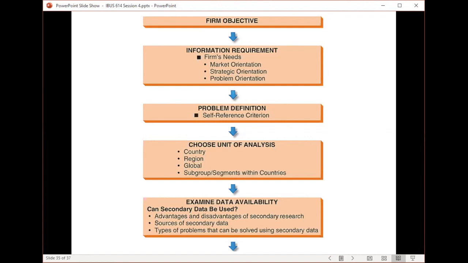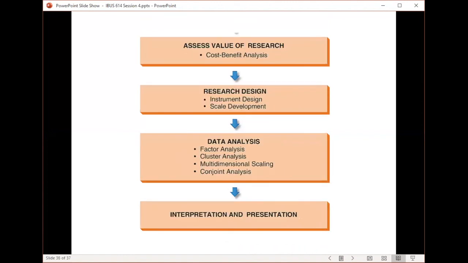And once you choose your unit of analysis, you can examine the data availability. Like we said, you need to check for secondary data before you embark on gathering primary data. So you weigh the pros and cons of obtaining secondary data, the sources that are available, and whether or not the information there is relevant to addressing the type of problem that you have. And on that basis, you can do a cost-benefit analysis to see if the secondary data is enough or you need to go further to do primary research to obtain primary data to buttress your decision making. And once you do the cost-benefit analysis, depending on whether you want to do primary research or not, you can prepare your research design.